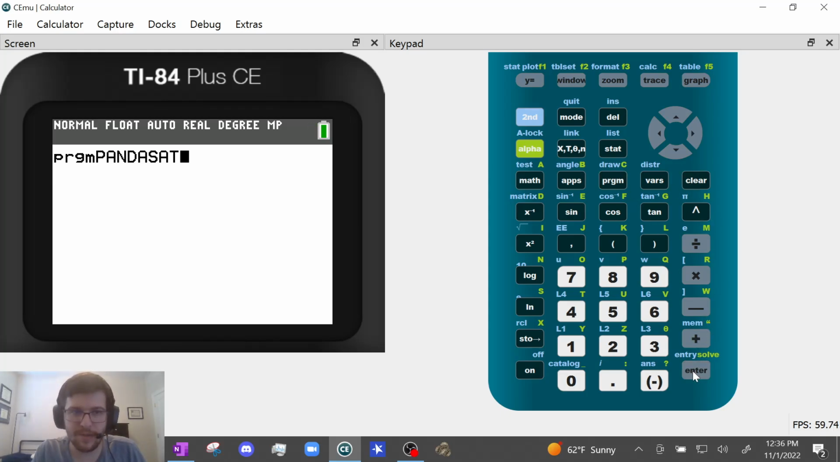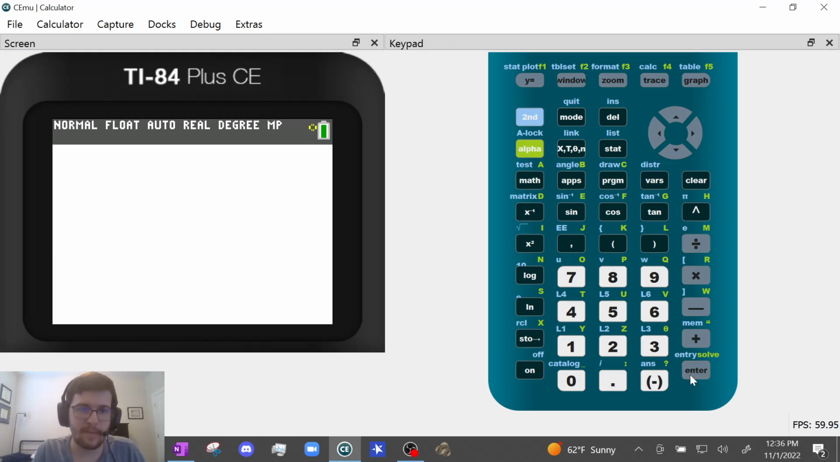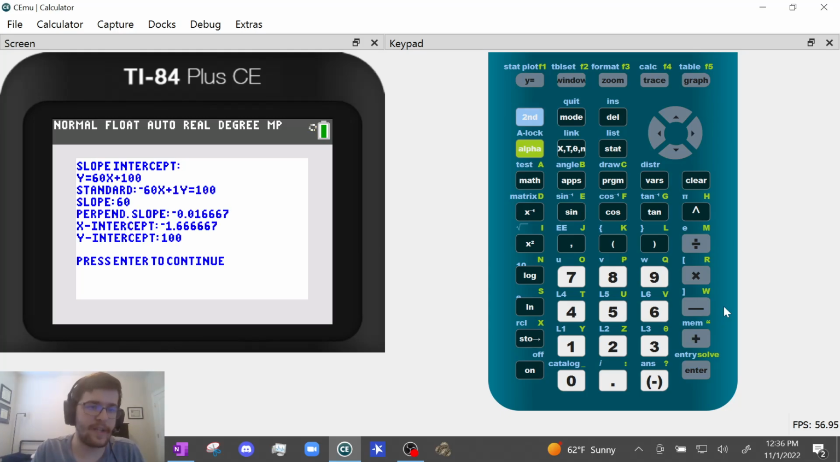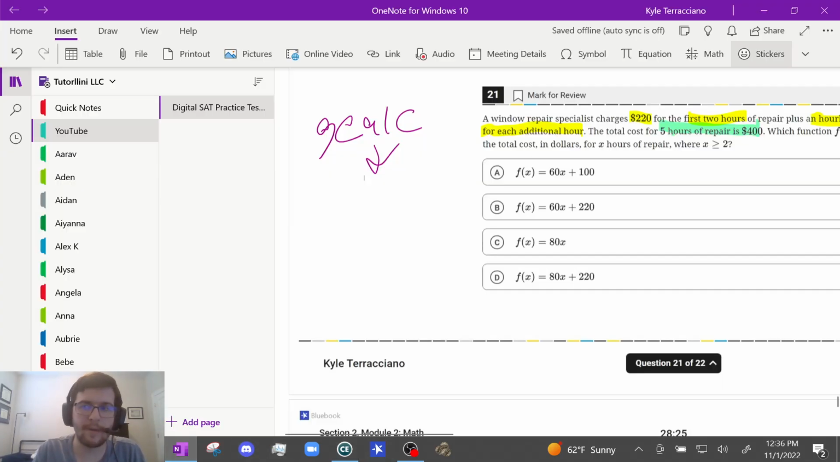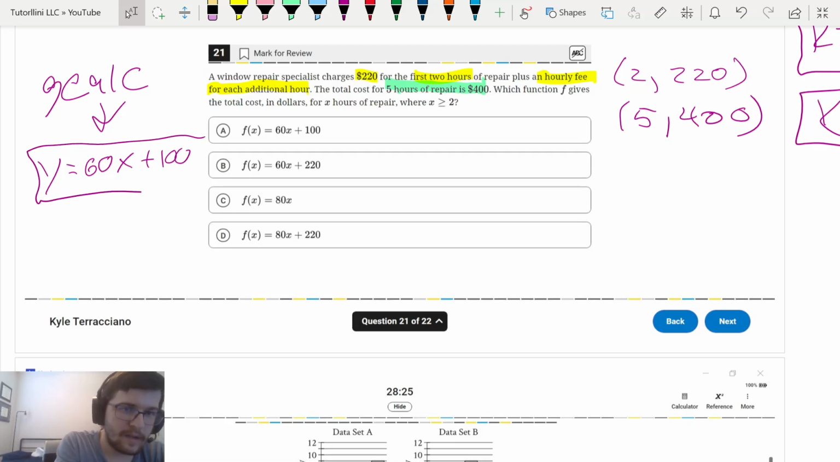So I'm going to go to lines. And I'm going to go to 2 points, and I'm going to type in 2, 220, and then I'm going to type in 5, 400. And it tells me y equals 60x plus 100. Wow, that was really helpful. Okay, so y equals 60x plus 100. And that is A. So you definitely want to know how to do this by hand because they could ask you a conceptual question.